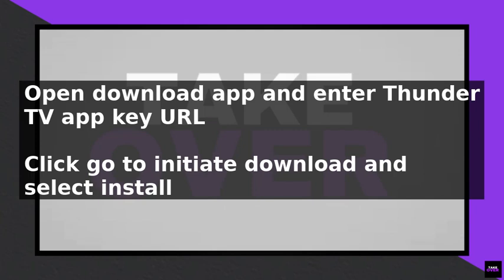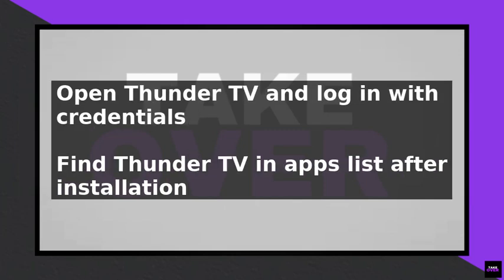Then install it. Once the Download app is installed, open it and enter the URL for the Thunder TV app key, which can be found on the Thunder TV website or a trusted source. Click Go to initiate the download, and once the app key file is downloaded, select Install.